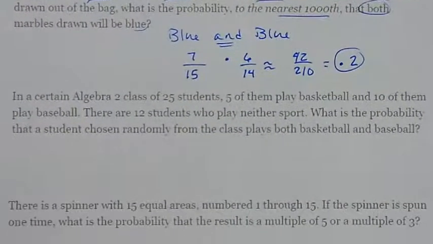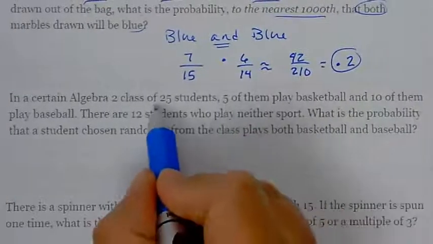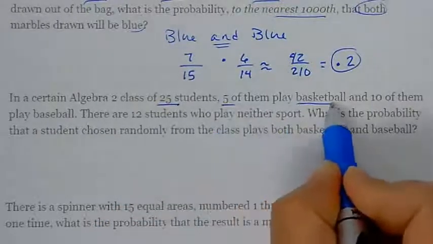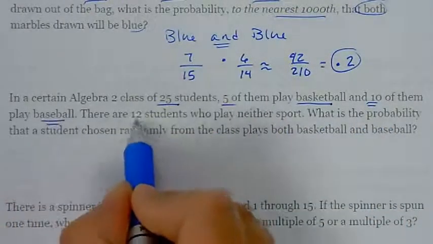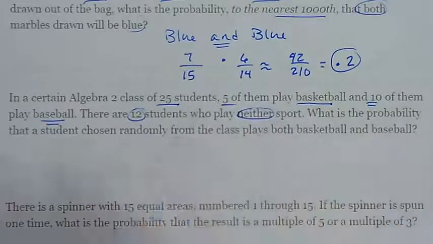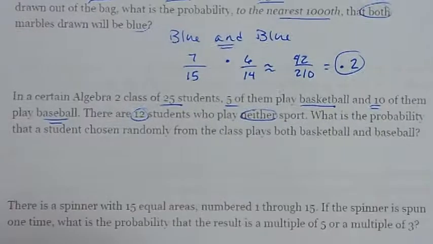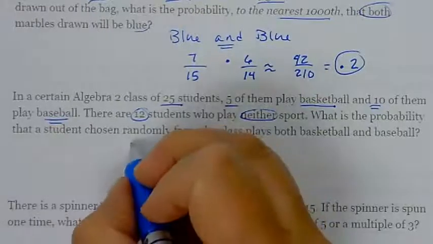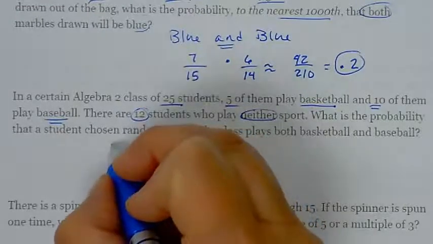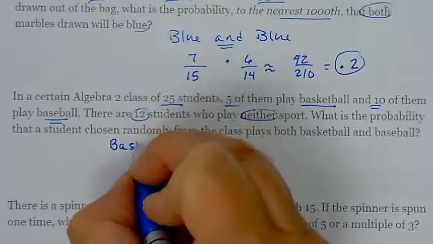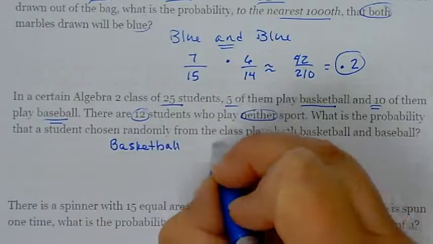This one's very wordy. In an Algebra 2 class of 25 students, 5 of them play basketball, 10 of them play baseball. There are 12 students who play neither. So I've got 25 in the class, 5 play basketball, 10 play baseball, and 12 play neither. What's the probability that they play basketball and baseball? I think the easiest way to do these problems is to set up a table. And we did some of these in the previous notes. So I'm going to set up a table, and I'm going to talk about basketball and ones that don't play basketball.